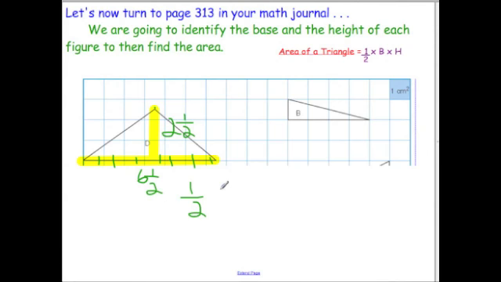We need to find the times. So we times it, and then we find our base. We see that our base is 6 1/2, but we know we can't multiply a mixed number, so we need to make it into an improper fraction. Remember from working with fractions, we take 6 times 2, and then we add our 1. So 2 times 6 is 12, plus 1 is 13. So it would be 13 over 2 as our base.